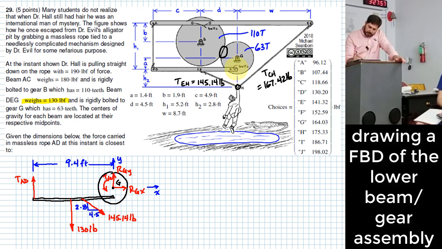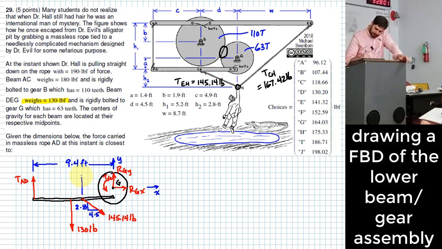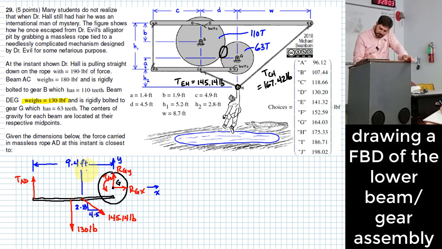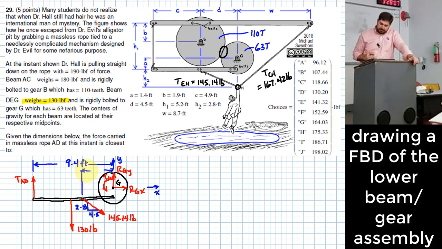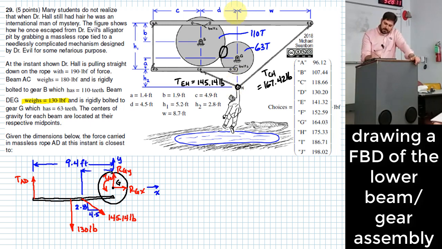Okay, point G to point E. So that dimension right there, how far is that? Okay, that's just D, and that would just be 4.5 feet. Okay, what else might be interesting?